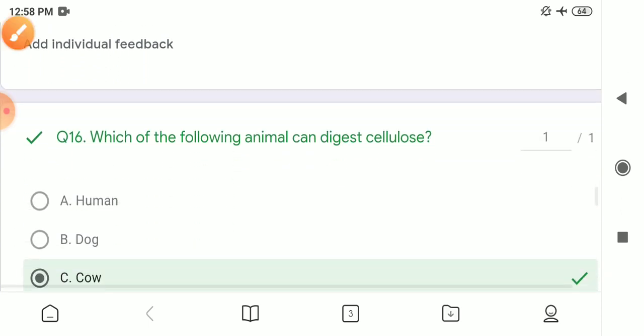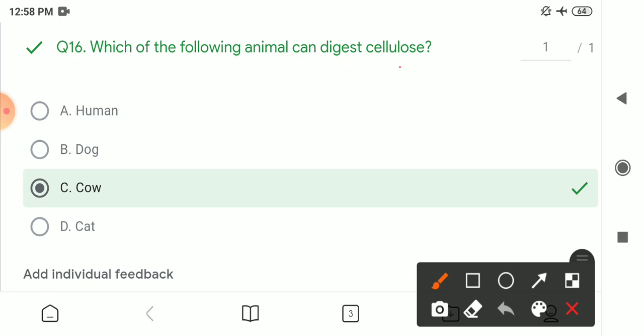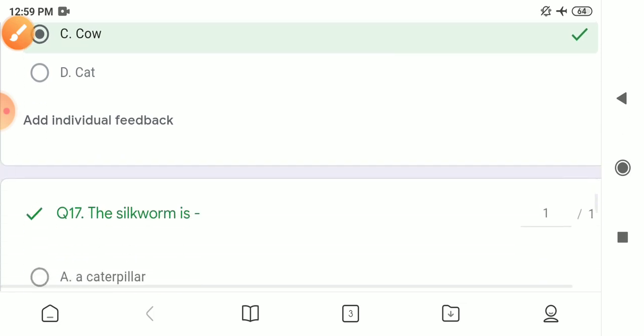Next is 16th number. Which of the following animals can digest cellulose? The options are human, dog, cow or cat. So here your answer is option C, that is cow. Cow can digest cellulose.